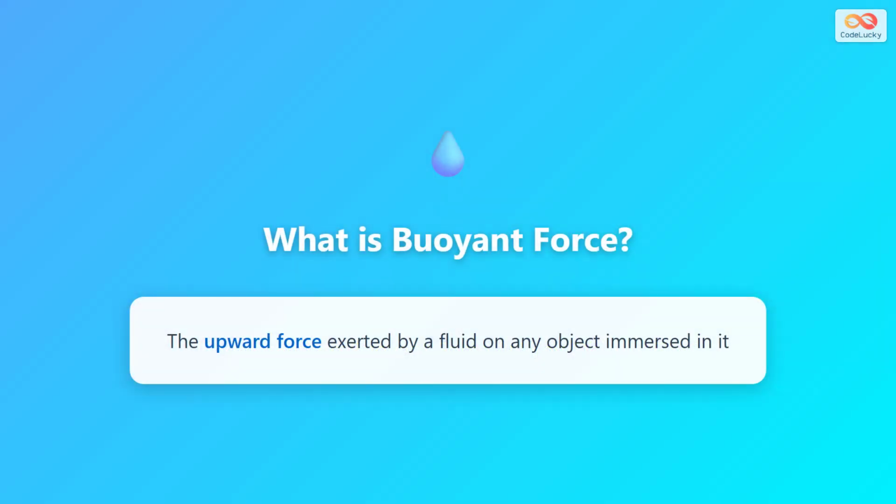Let's start with the basics. Buoyant force is the upward force exerted by a fluid on any object immersed in it. Whether you place an object completely underwater or just partially submerge it, the fluid pushes upward against it. This upward push is what we call the buoyant force, and it's always present whenever an object is in contact with a fluid, whether that fluid is water, oil, or even air.